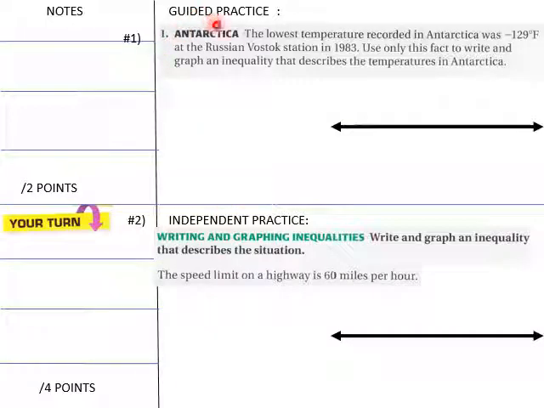Here is the first guided practice. The lowest temperature recorded in Antarctica was -129 degrees Fahrenheit at the Russian Vostok station in 1983. Use only this fact to write and graph an inequality that describes the temperatures in Antarctica. We're going to use these axes to graph that. And students, this is yours: the speed limit on a highway is 60 miles per hour. Write and graph an inequality that describes this situation.